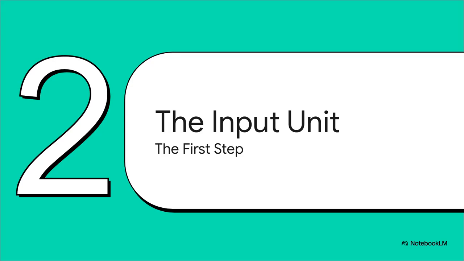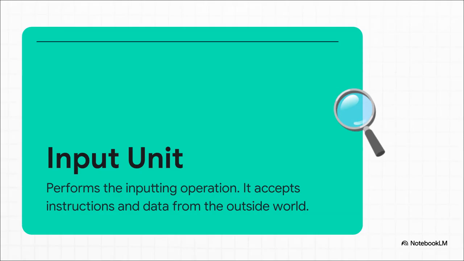Okay, so first things first, how does the computer get any information from the outside world? How do we tell it what to do? That's the whole job of the input unit. Think of it as the computer's senses, its eyes and its ears. It's the gateway from our world into the machine's world. The official definition is actually super straightforward. It just performs the inputting operation. It accepts instructions and data.